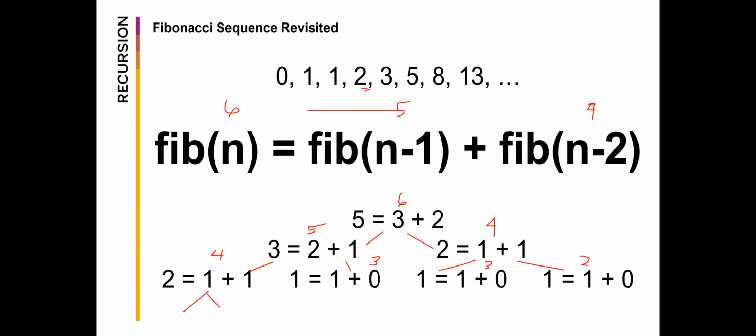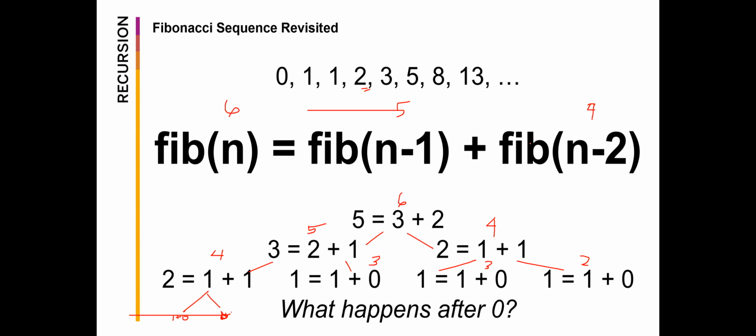For 1, it will be 1 plus 0. And for the other one, I think it's 0 as well. In this case, you can see that there's a recursive opportunity here. Or at least here I explicitly stated that there's recursion going on.